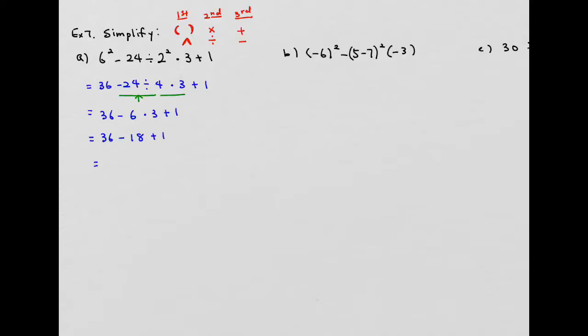I have adding and subtracting remaining, but subtraction is on the left side, so we do the subtraction first. 36 minus 18, and plus 1, which will be 19.